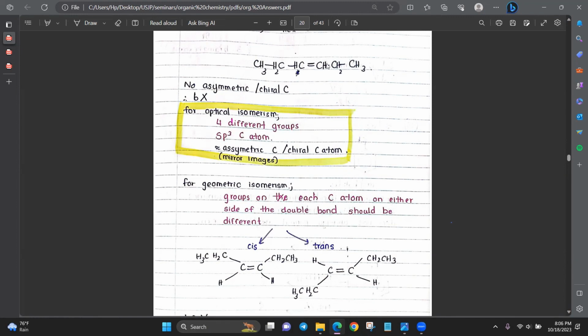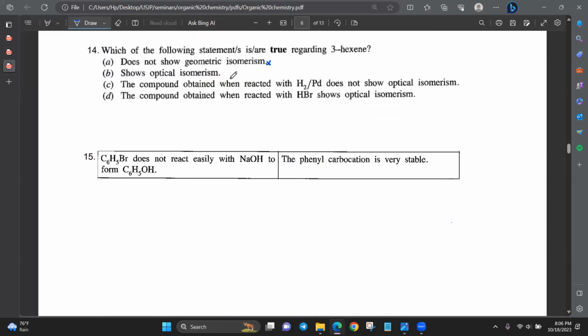So now in this molecule, there is no chiral carbon. Can you see any sp3 carbon which is having 4 different groups in this structure? No, right? So that means there is no chiral carbon. No chiral carbon means it does not show optical isomerism. So the B statement is also wrong.